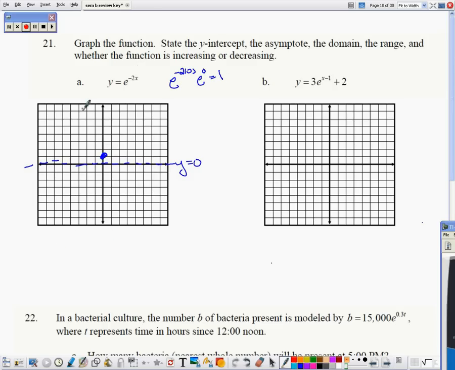And because the exponent's negative, it makes it a decay function. So it's always decreasing. My domain is all real numbers, and my range is y is greater than 0.